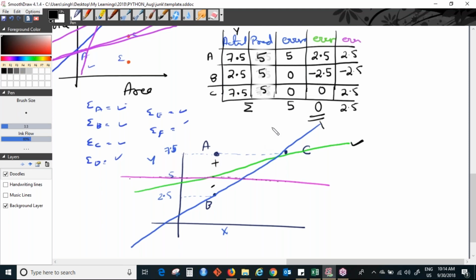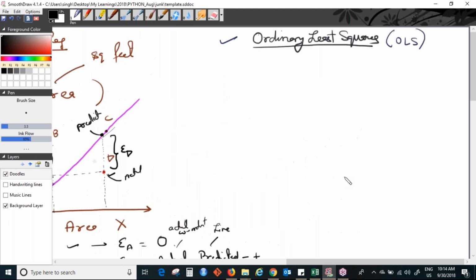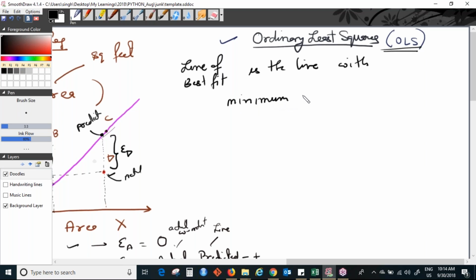Okay, so then how do we decide which line is the best? That is where ordinary least squares comes into the picture. Ordinary least squares tells us that the best line, or the line of best fit, is the line with minimum SSE. What is SSE? Sum of squared error. That line is the best.